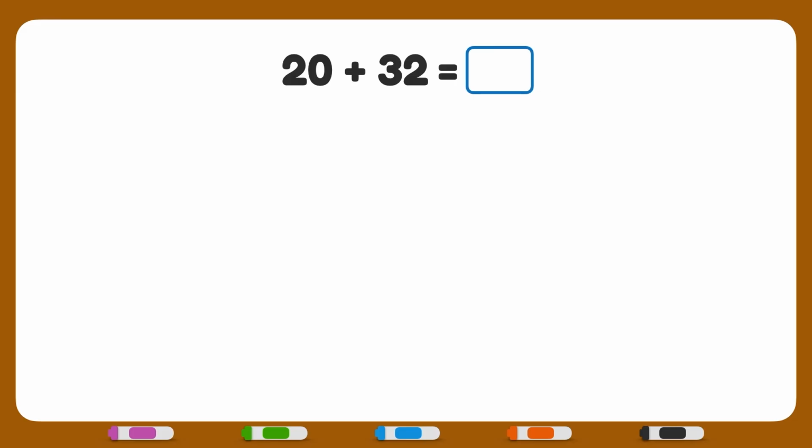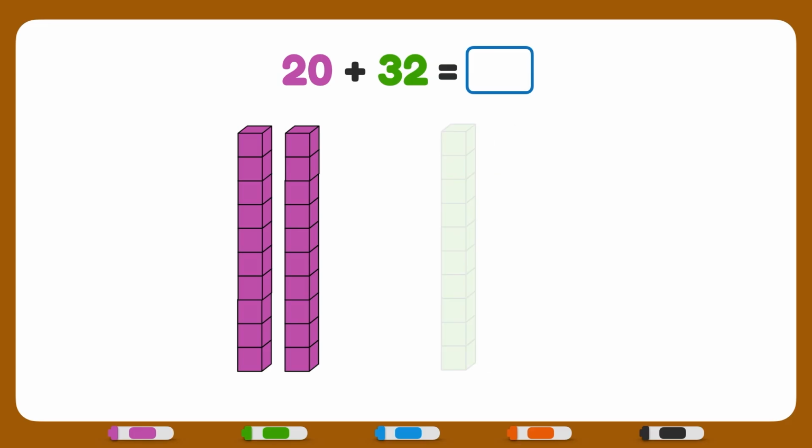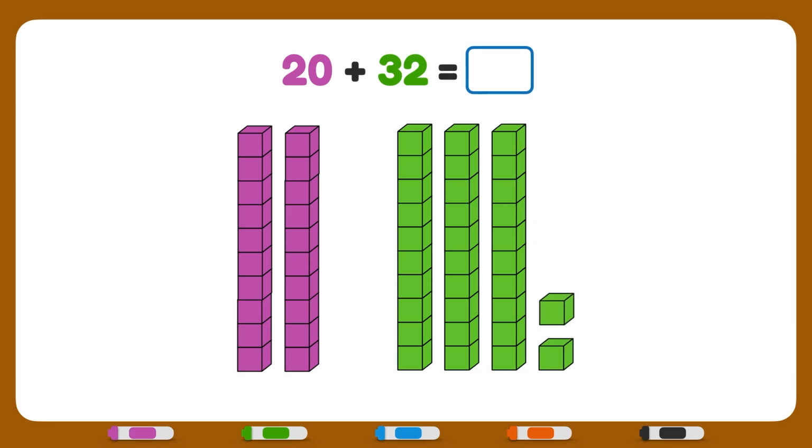Now we need to find out 20 plus 32. How many 10s do we need to make 20? 10, 20. That's 2 10s. Now let's make 32. 32 has 3 10s and 2 1s. 10, 20, 30, 31, 32.